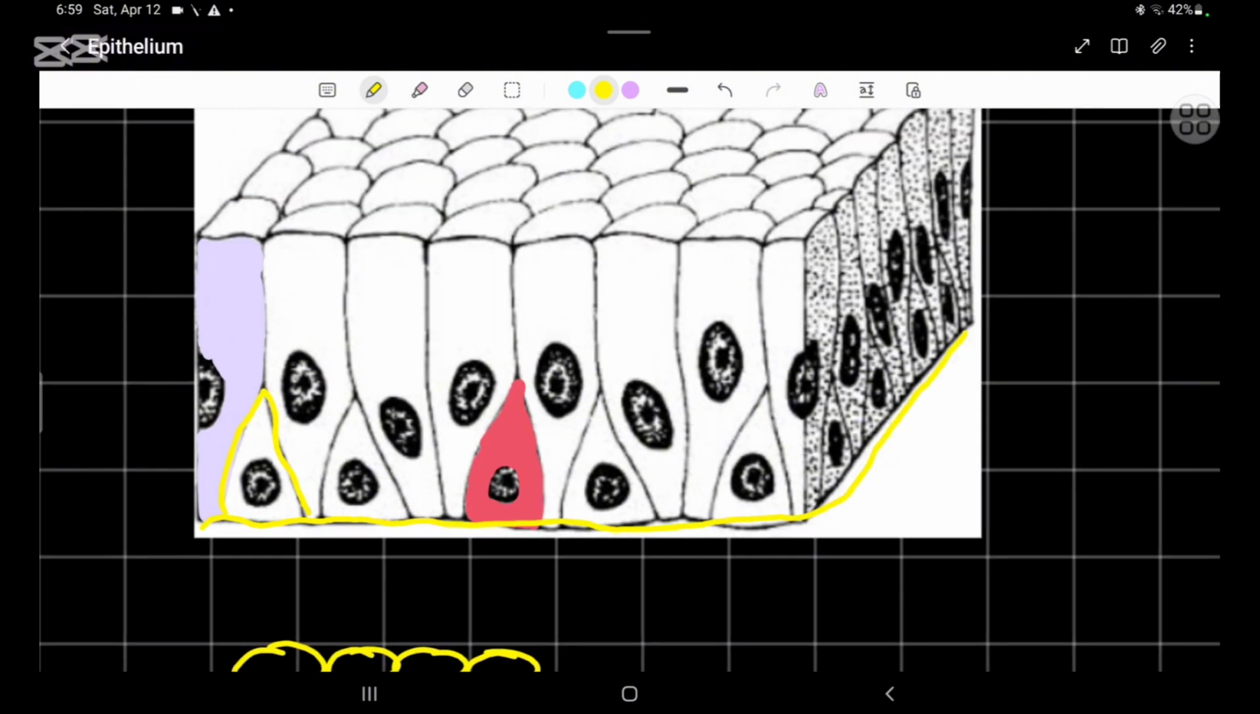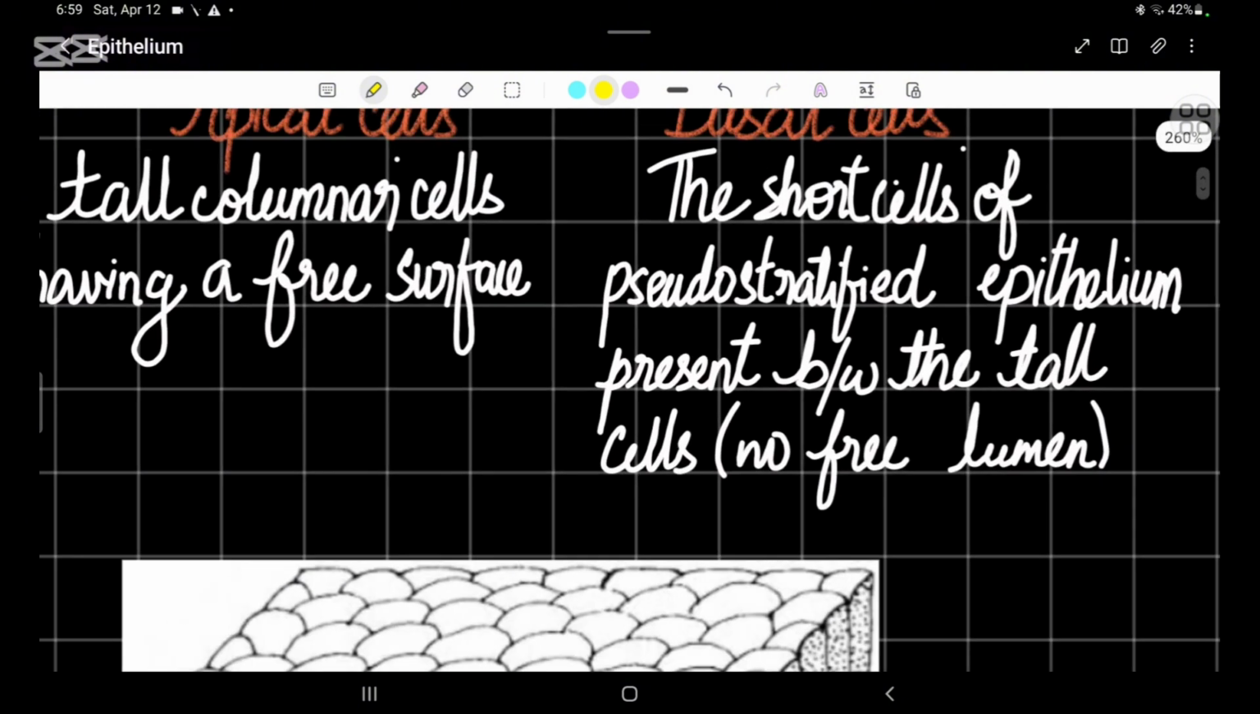Why is pseudostratified epithelium not categorized as stratified epithelium, although it has small cells that are basal cells and large cells that are apical cells? Because they do not have two different cell layers. They have two different cell types. Remember that. Don't get confused.